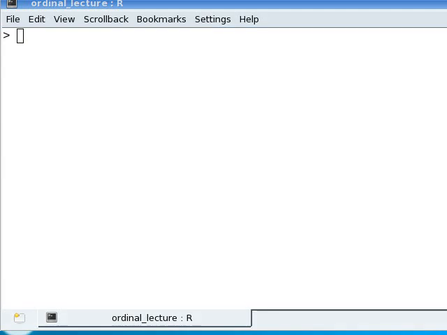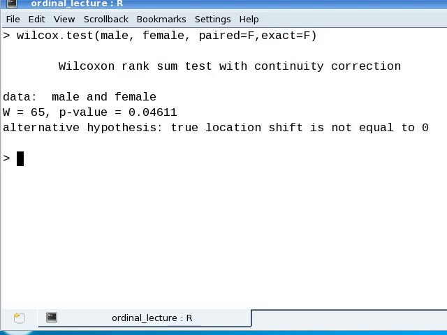The t-test works. There's one final point about the Mann-Whitney U test. When you report the statistics, you have to give the number of points awarded to each group. And when you do just the Wilcox test, the one that we did, for example, against males and females, and then we had the paired equals false and exact equals false, we got a value of 65. That's the number of points for the female group.